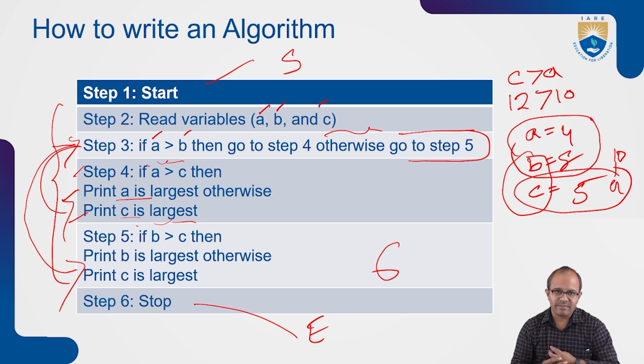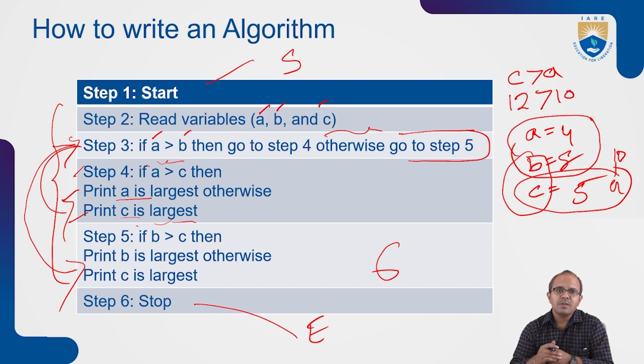Similarly, step 4. Step 4 will activate when the statement that is written in step 3 becomes true. If A greater than B, then go to step 4. It's a purposeful step written. There you are going to compare the variable A with the variable C.